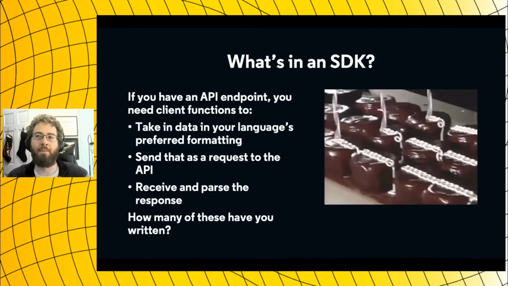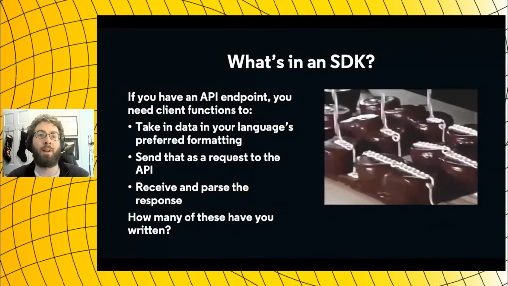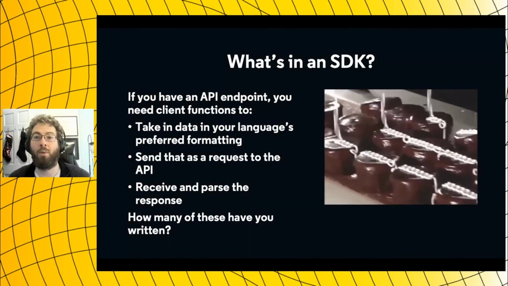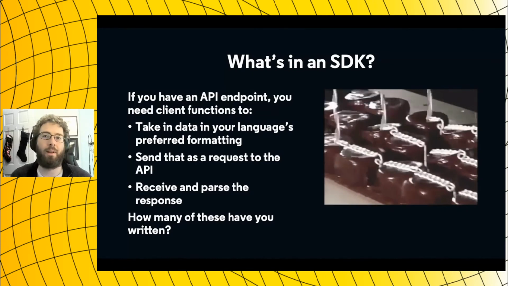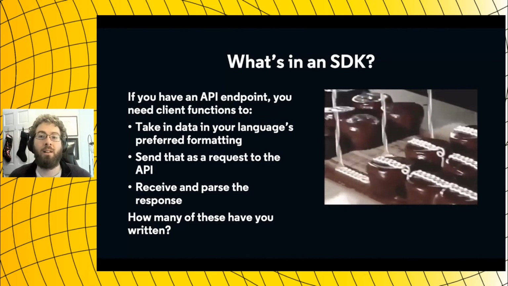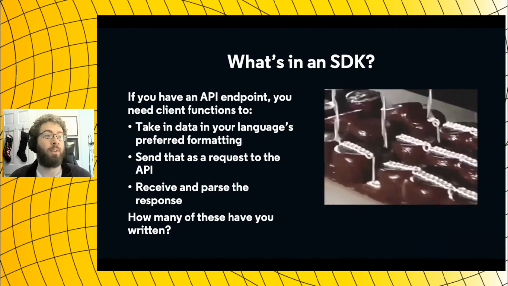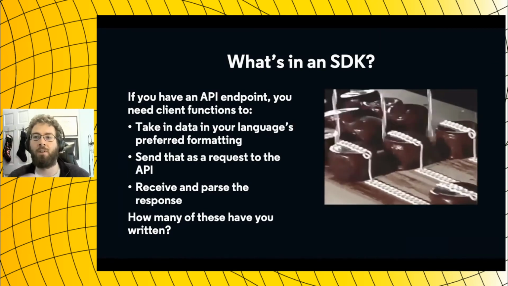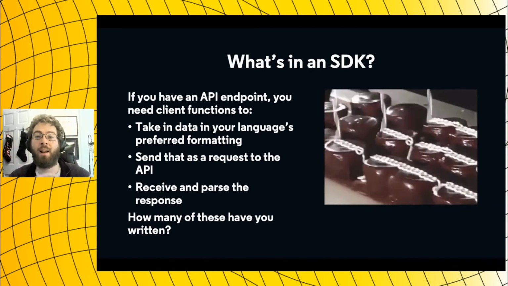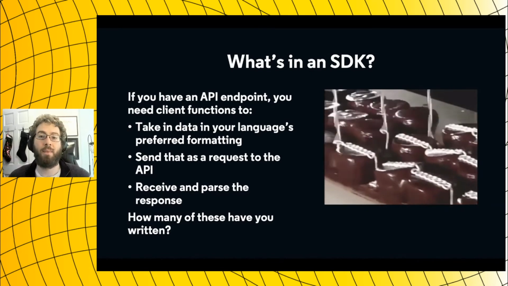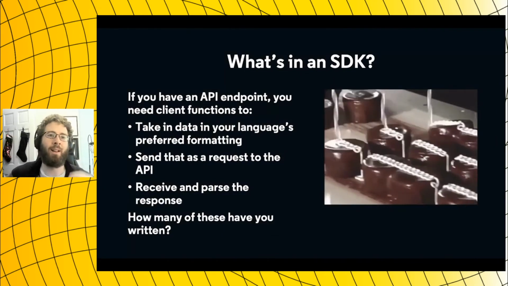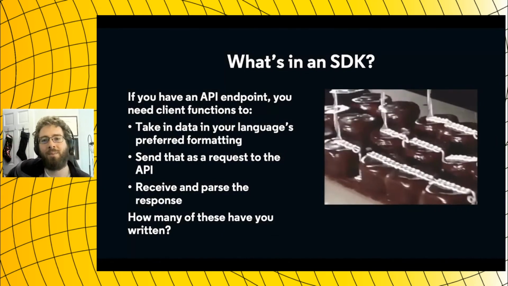Suppose you have an API and you'd like client functions to be able to handle it. Let's say you're writing a mobile app and a desktop app equivalent, and there's one API for both of them. Both of their clients need to take in data in the language's preferred formatting, whether that's TypeScript or Swift or Java or Kotlin. They need to send that as a request to the API, and then they need to receive and parse the response.